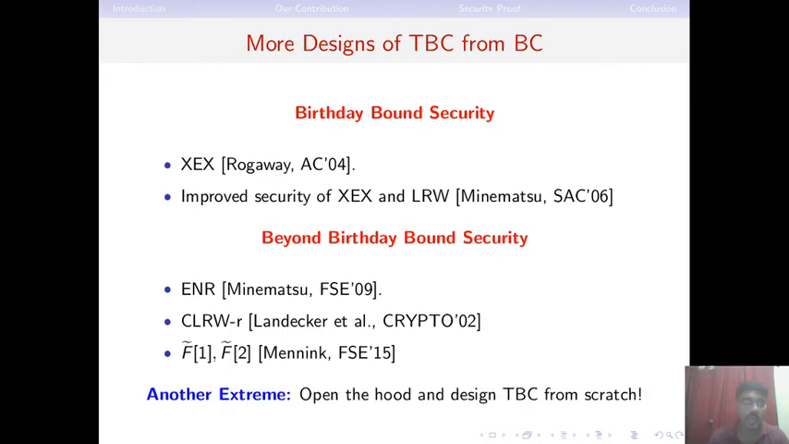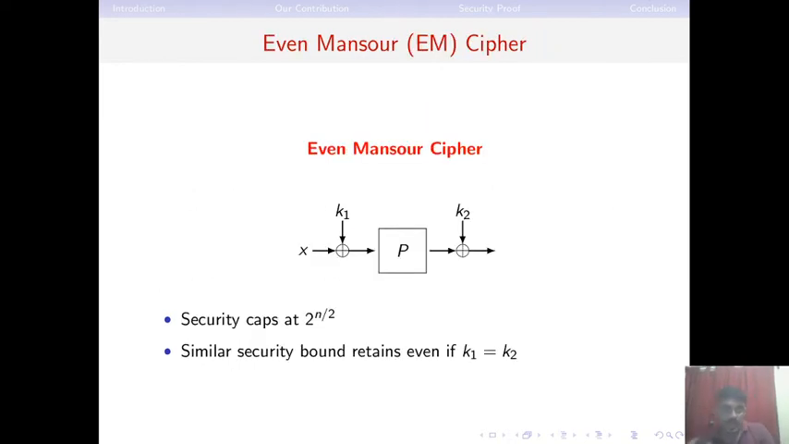So the natural question arises: can we design a tweakable block cipher using some lower level primitive? Or in other words, can we open the hood and design a tweakable block cipher from scratch? Not depending on the block cipher, but using some lower level primitive, because a block cipher is a rich structure, right? So can we design a tweakable block cipher from some primitive that is not that rich? Perhaps any public permutation, can we design that? To answer the question, let us see whether there is any way to construct a block cipher out of some public permutation.